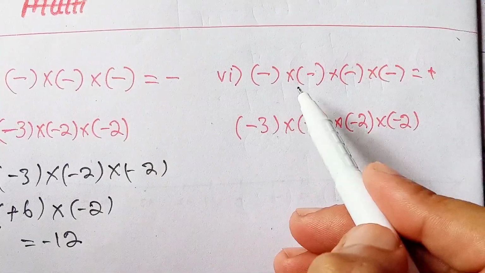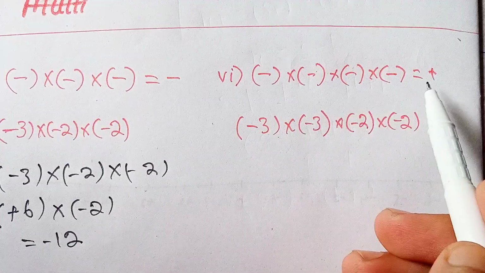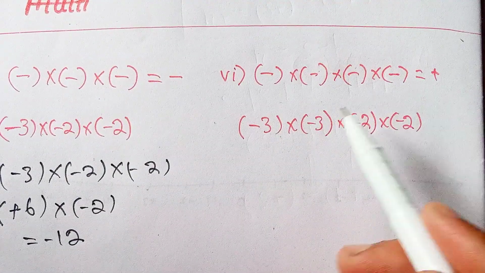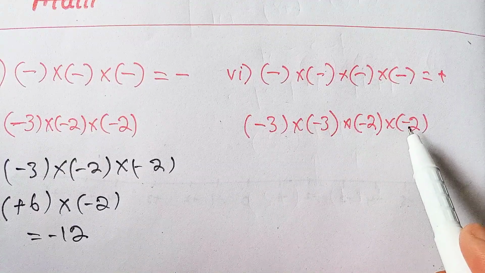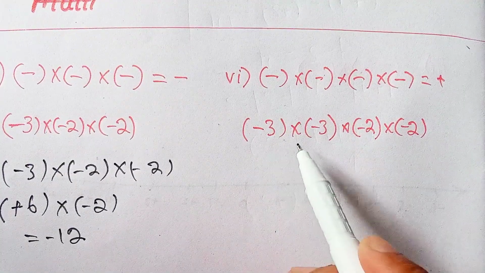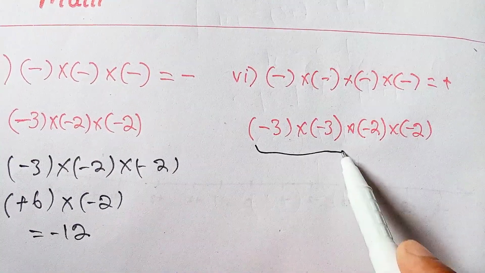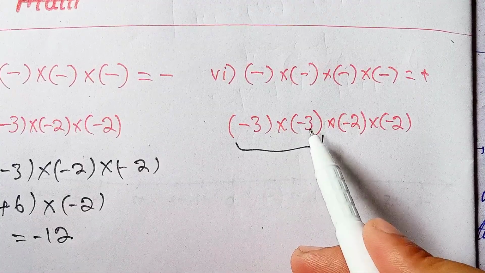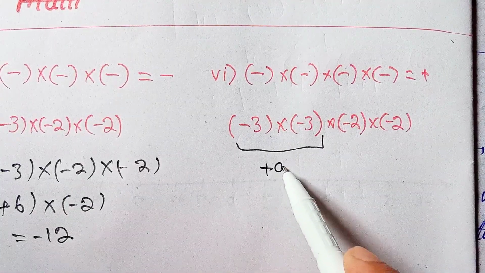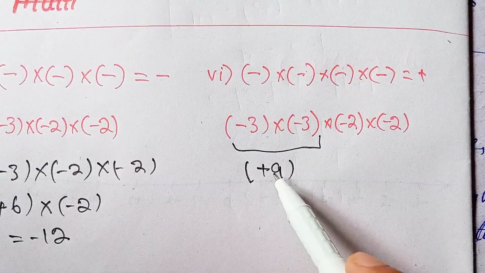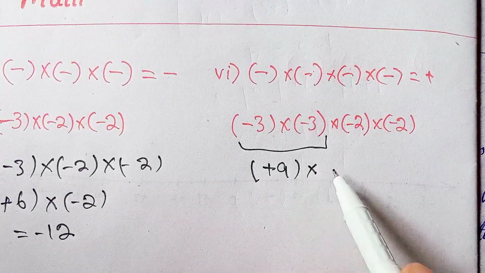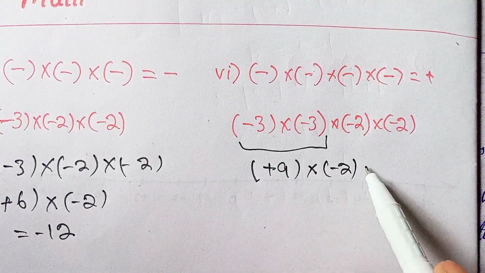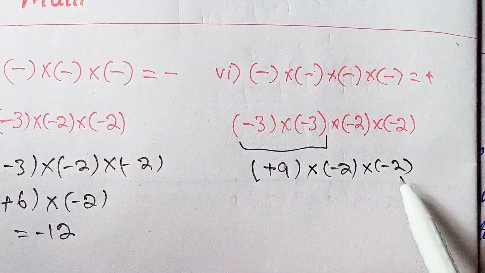Now we are going to show how the multiplication of four negative integers leads to a positive integer, just like negative 3 times negative 3 times negative 2 times negative 2. First of all, I will multiply these two integers. So negative 3 times negative 3 is positive 9. Now we will multiply this positive 9 with negative 2 and negative 2. So positive 9 times negative 2 times negative 2.